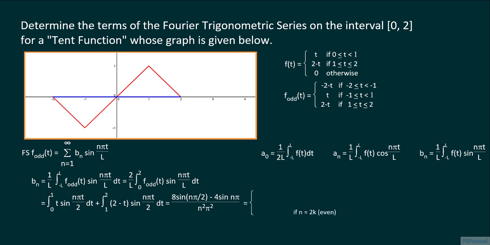If n is even, both angles in the sine functions are integer multiples of pi, and so both sine functions are 0. Therefore, b sub n is 0 if n is even.